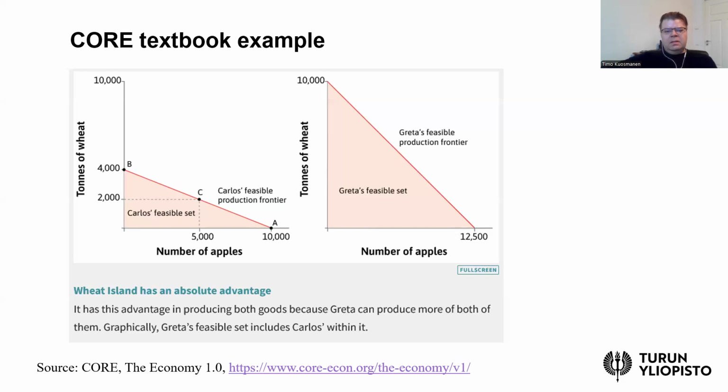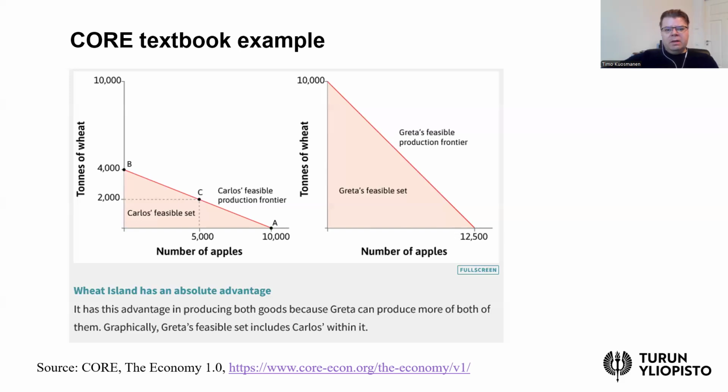But these two production possibility sets, highlighted with this red or orange color, indicate that Greta has much more superior production possibilities. So perhaps she's more productive or has better technology. In any case, Greta can produce much more efficiently both wheat and apples.